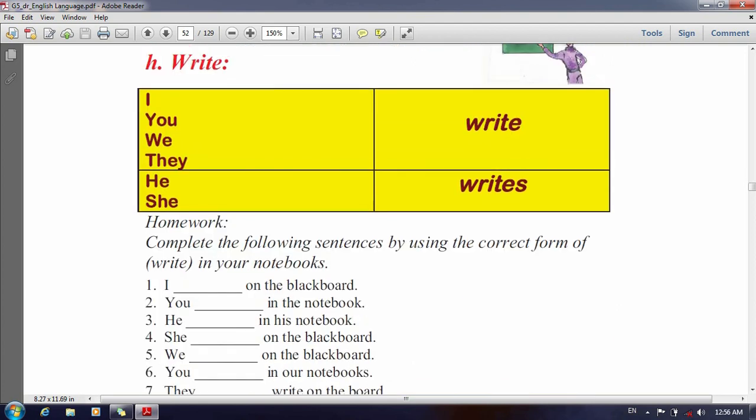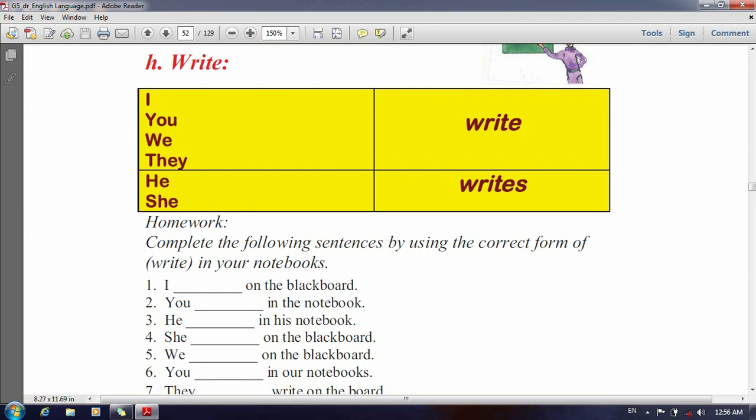Write. I write. You write. We write. They write. He writes. She writes.